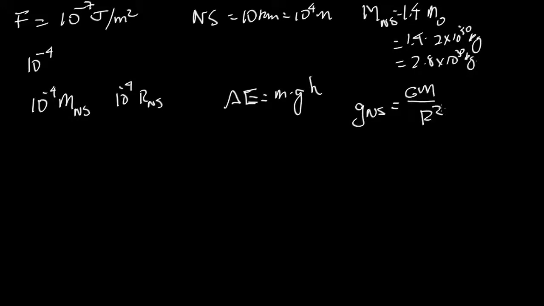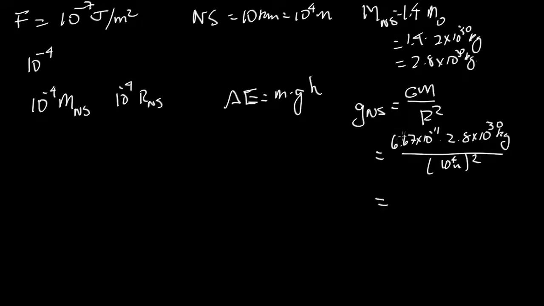And so if we plug our numbers in for a neutron star, we find that G is 6.67 times 10 to the minus 11 in SI units. The mass of the neutron star is 2.8 times 10 to the 30 kilograms. And the radius is 10 to the 4 meters. You have to square it. So if we simplify that down, 6.67 times 2.8 is a little less than 7 times 3, so we'll call that 20.